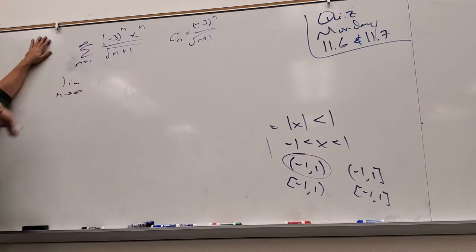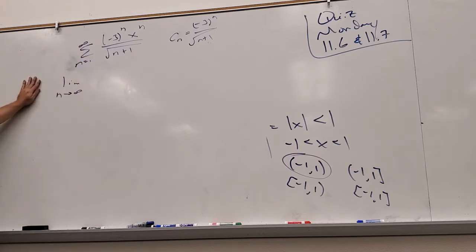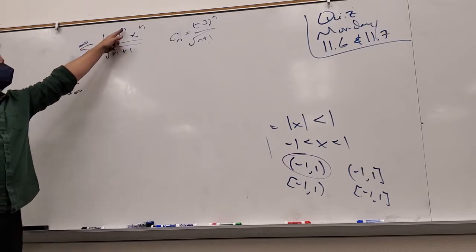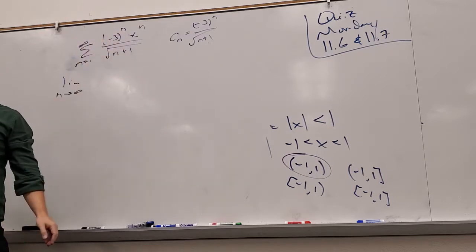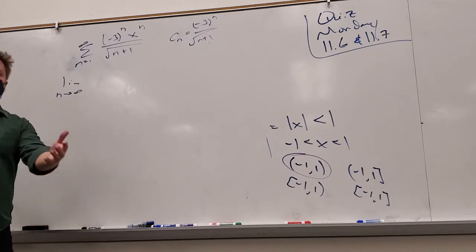Go ahead and set that up, I'll catch up to you. Set up the ratio, and just remember, we're taking the absolute value, so you don't have to bring the negative along, you just put 3 to the n plus 1 and all that kind of stuff, right? The negative you can sort of leave out, because we're taking the absolute value of it.